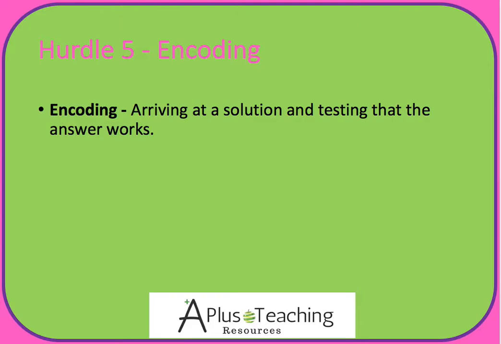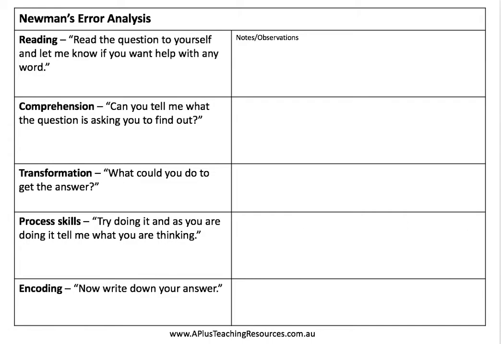And encoding is being able to arrive at the solution and test that the answer works. And this one, it's critical. This is where you'll find students who say the answer's 5 meters when it was actually asking how many days something took. So encoding is the last thing. So Newman's error analysis involves these 5 things. I use this piece of paper when I'm working with students to assess where they're at and then I can identify what I need to help them with.